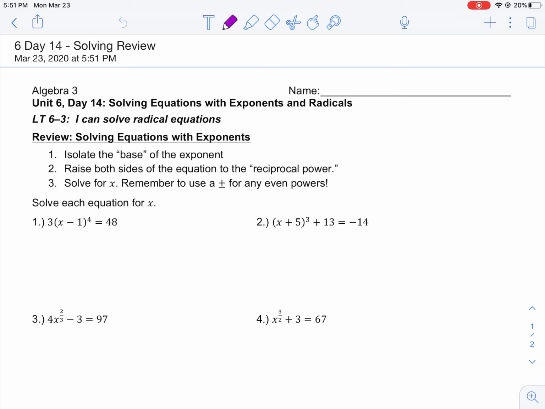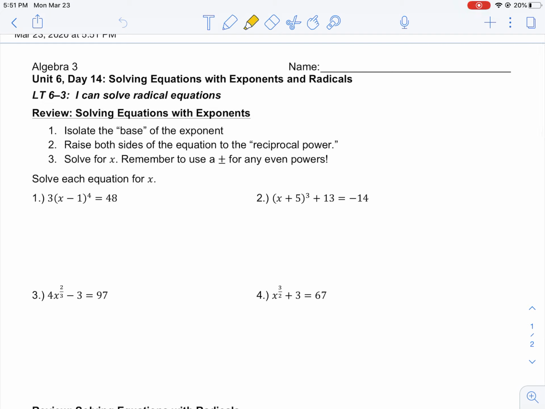After today's video, I just want you to do a short assignment. I think I put 4 problems on there, kind of one of each type, just to practice solving equations with exponents and radicals. All right, so solving equations with exponents.